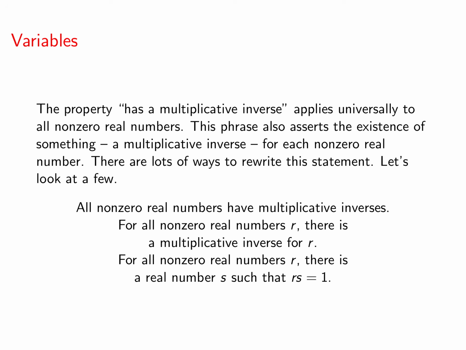Finally, we could do it this way. For all non-zero real numbers R, there is a real number S such that R times S is equal to 1. This phrasing is more specific about what we mean by a multiplicative inverse. When you have R times S is equal to 1, then R and S are multiplicative inverses of each other.